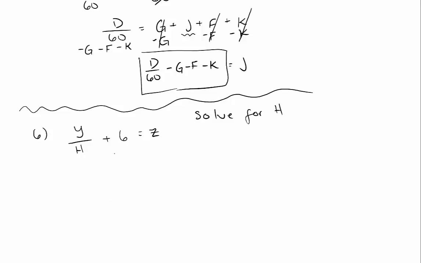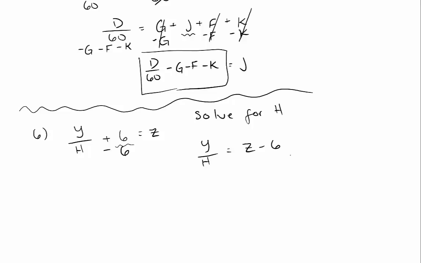But instead, since this 6 right here doesn't really have anything to do with the variable that I want to solve for, I'm just going to subtract 6. I'm going to get rid of that first. And now I have y divided by h is equal to z minus 6. Okay?